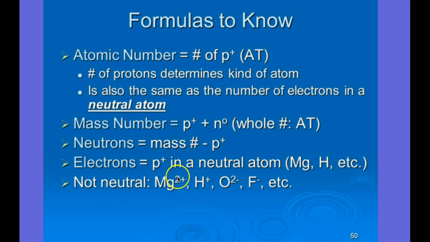Something that's not neutral will have a superscript up here with either a plus or a minus. So this one's a 2 plus, that one's a 1 plus. We don't put the 1 in front of that. Like that's a 2 minus, and again, we don't put the 1 in front of that.